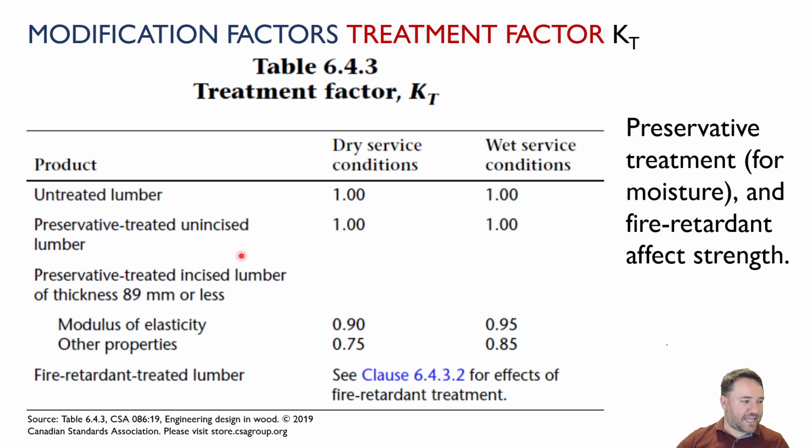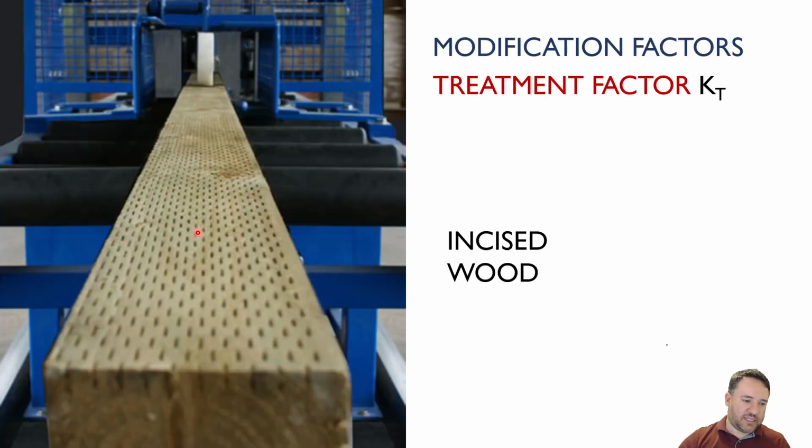Now, what is incised versus unincised? Well, incised means that basically they cut a bunch of small slots in the piece of wood, the purpose being that it allows the treatment chemical to get into the wood further, easier. But the process of cutting those slots affects the strength at the surface, and so it affects a little bit the strength of the entire piece of wood. So if we incise it to treat it, then we have to reduce the strength.